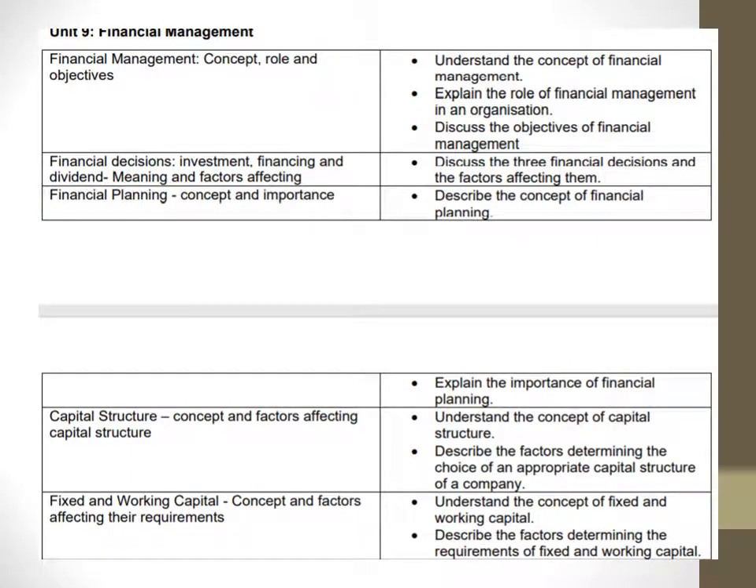So we have to go for the concept of financial management, its role and objective, and then 3 financial decisions: investment, financing and dividend decisions, and we have to go for the meaning and factors affecting these decisions. Then we have to go for the financial planning concept and importance. Then we will discuss the capital structure, the meaning of capital structure and the factors affecting capital structure. Later on, we will study the fixed and working capital and the factors affecting them.